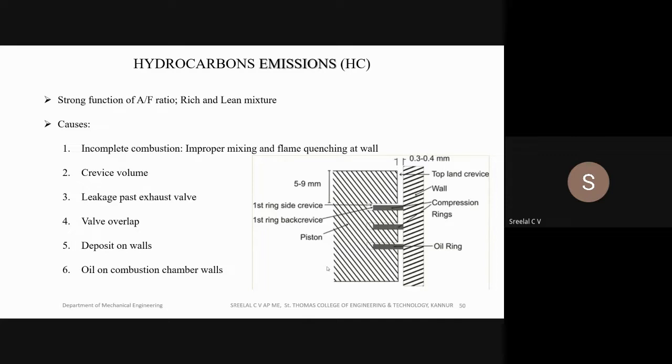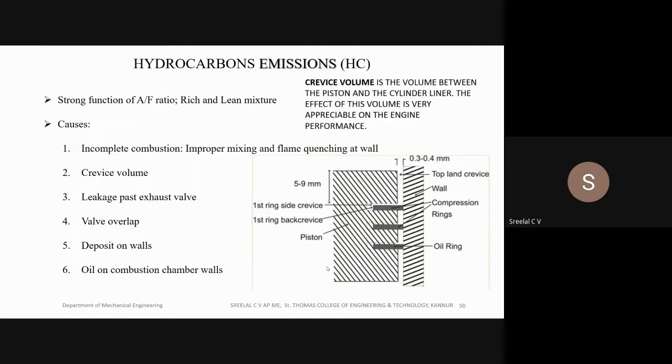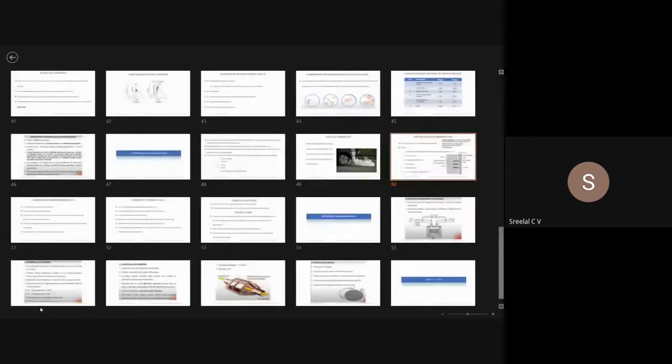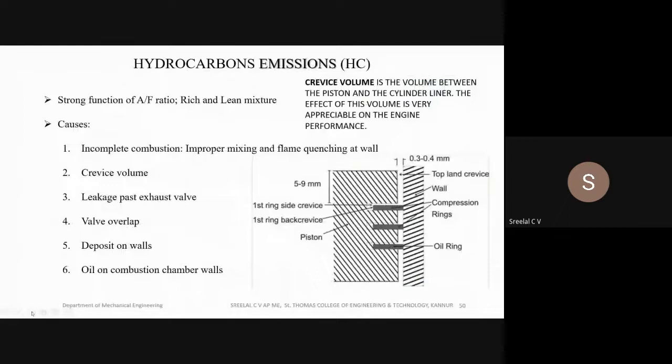Okay, so the next one is the crevice volume. What is meant by crevice volume? First of all, you have to understand this. The crevice volume is nothing but the volume between the piston and the cylinder liner. That means this is the piston, and this is the cylinder wall or cylinder liner.